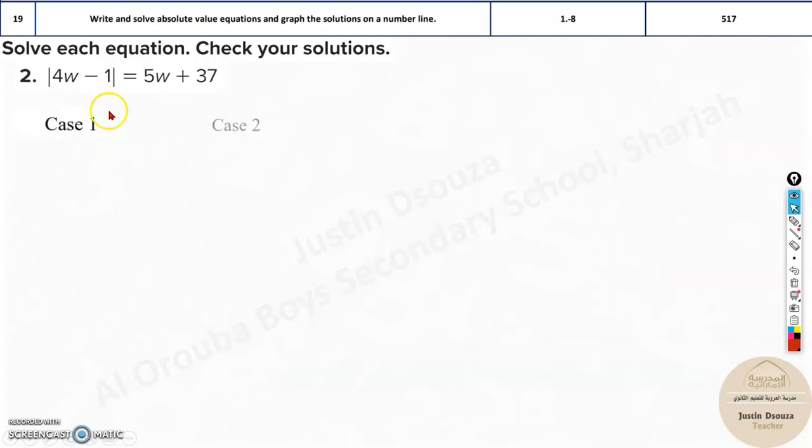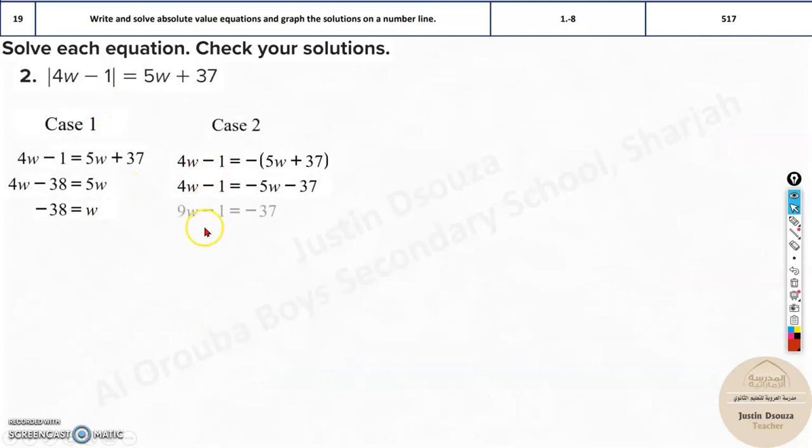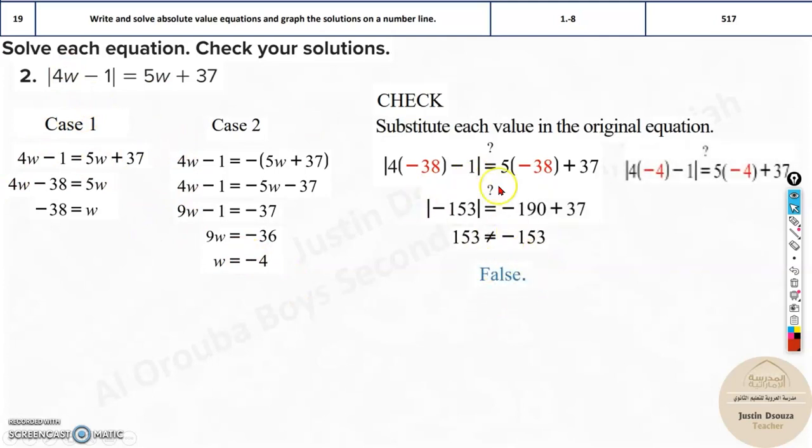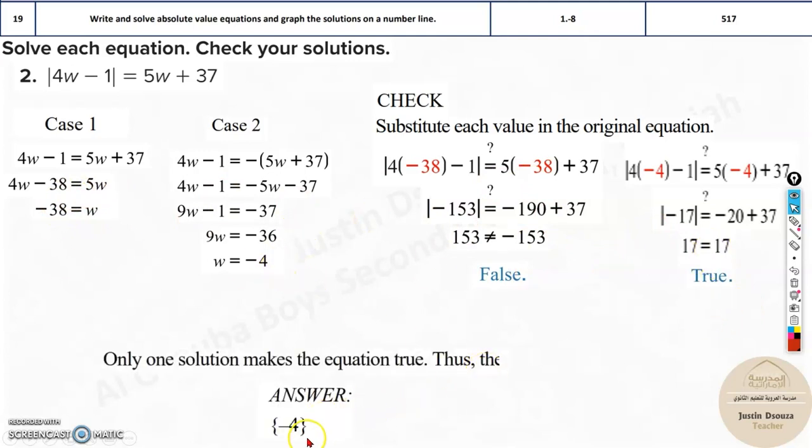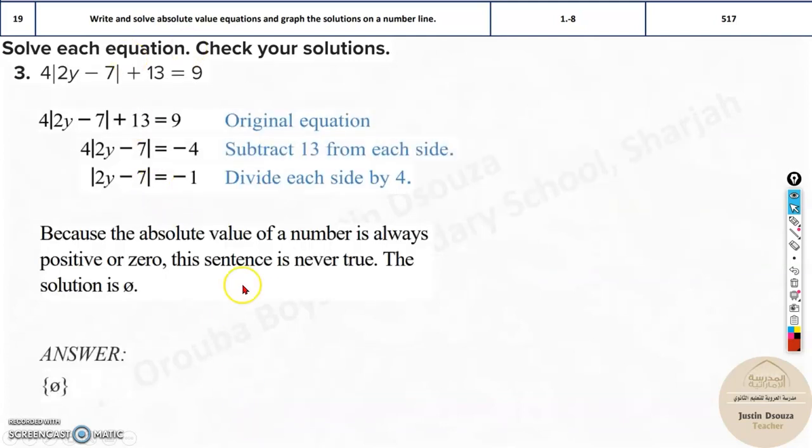Same way you can try the others over here. Case 1, 2, solve it, simplify and solve it. You will get two answers. Now you need to substitute over here and check. Okay, the first one is false. So negative 38 is wrong. And the next one was true. So it is only minus 4. The answer is only minus 4. That is it. So please do this method. It is just the same method. It continues. Everywhere it's the same thing.